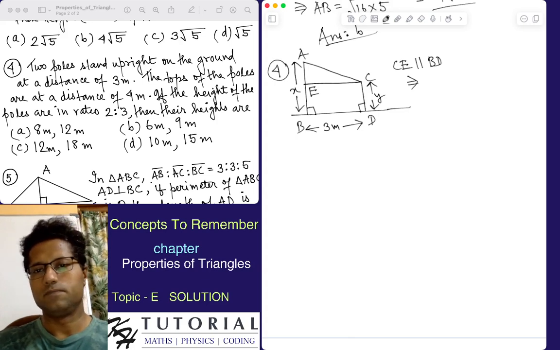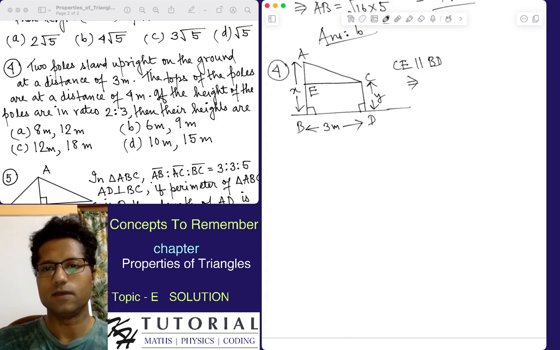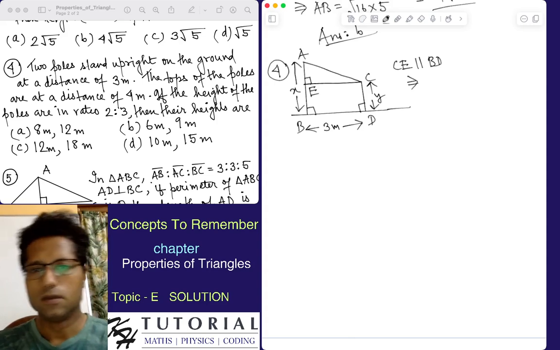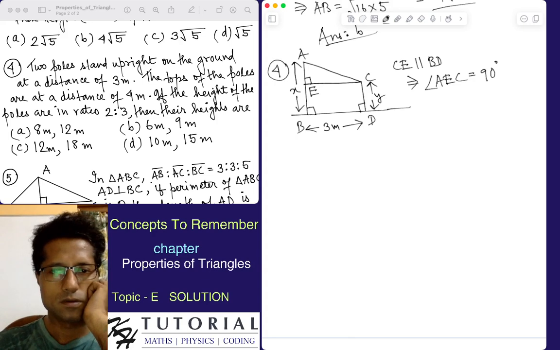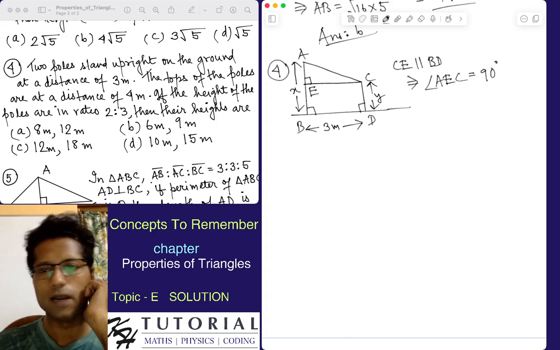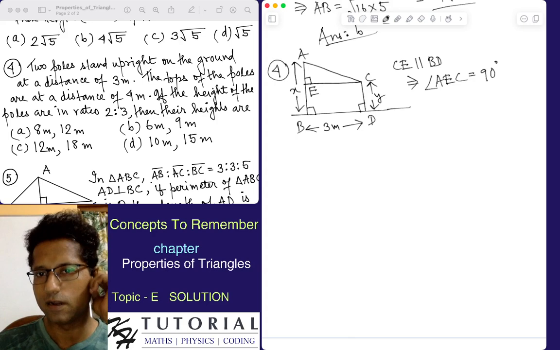therefore AB will also be perpendicular to CE. So we have over here a right angle triangle AEC, with angle AEC being 90 degrees. Now it has asked us to find the height of the poles. We have to find the height of the poles.